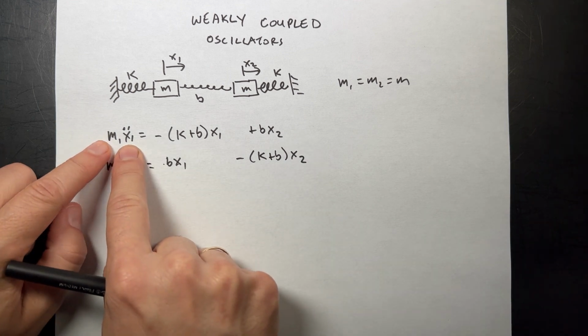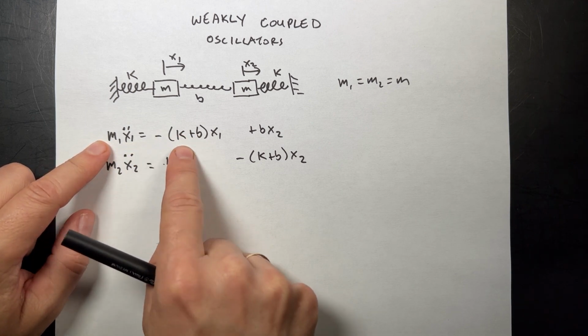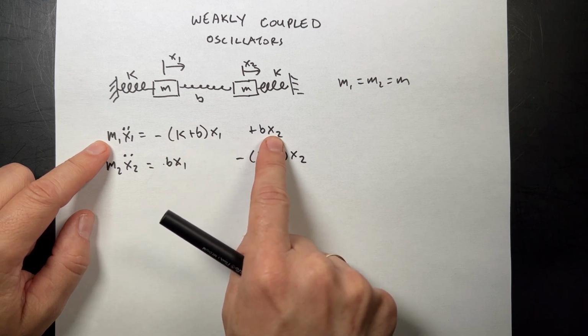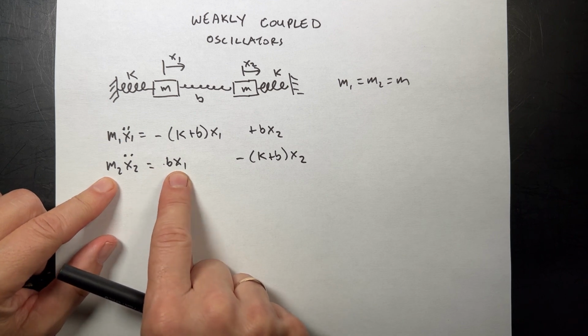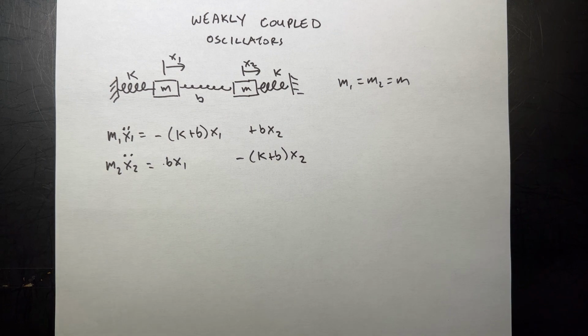Mass times acceleration of position 1, that's ma, is equal to some constant times x1 plus a constant times x2. And then the same thing is over here, okay? But that has b x1 and then minus (k plus b). And I'm calling b that spring constant in the middle.